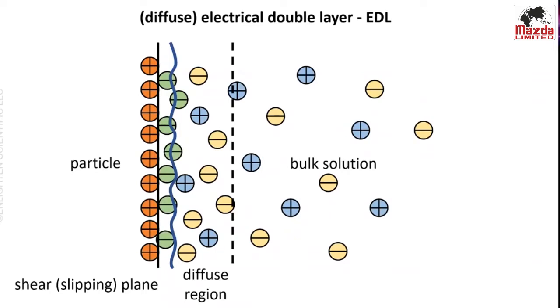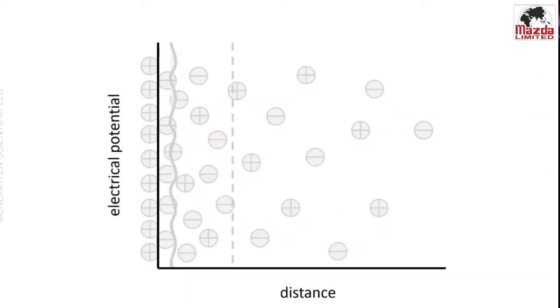But what does this say about the magnitude of the electrostatic repulsion between particles? If we have two such particles approaching, we know intuitively that there'll be electrostatic repulsion. But how is that quantified? And how does it look spatially as you go away from the particle? I'm going to superimpose on the schematic of the double layer a graph of electrical potential as a function of distance away from the particle surface.